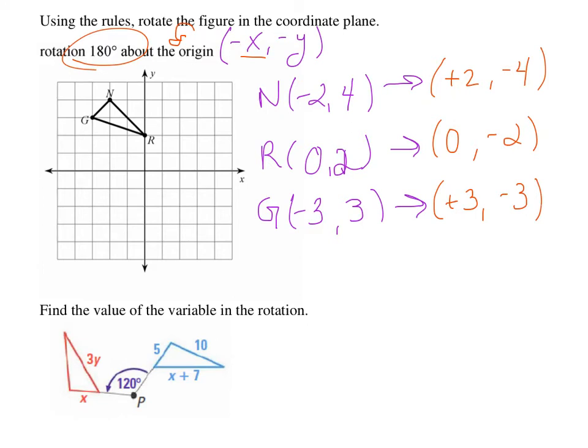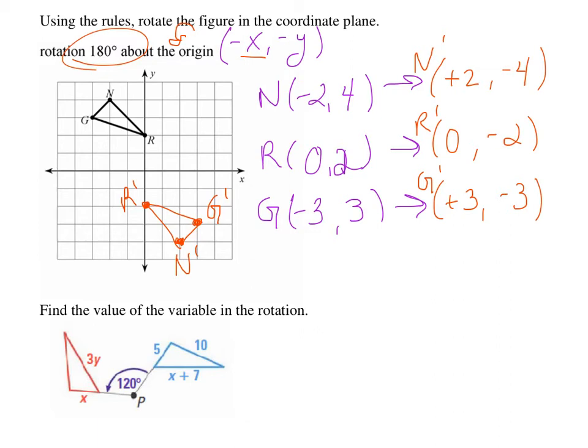So if we go ahead and graph those coordinates, this is what we will have. Make sure that you graph and you label your new coordinates as your r prime, n prime, and g prime, so we can tell the difference when you're looking at the picture as well as your coordinates over here. So this should be n prime, r prime, and g prime.